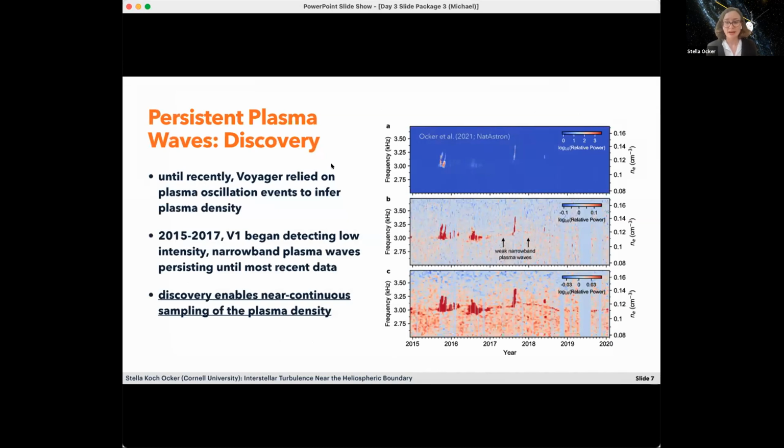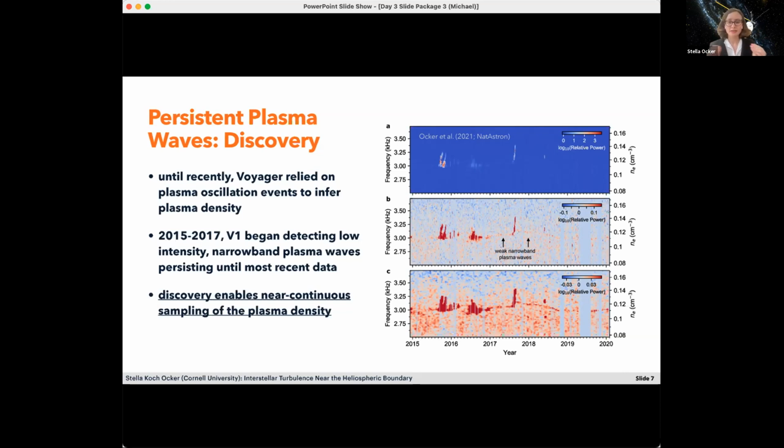So this past year, we actually learned that Voyager 1 has been detecting not only plasma oscillation events triggered by solar activity, but also very weak persistent plasma waves in the very local ISM. So in the top panel of this plot, you can see the same PWS spectrum, but now we're looking at data between 2015 and early 2020.